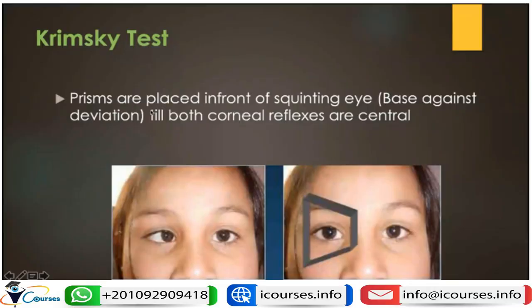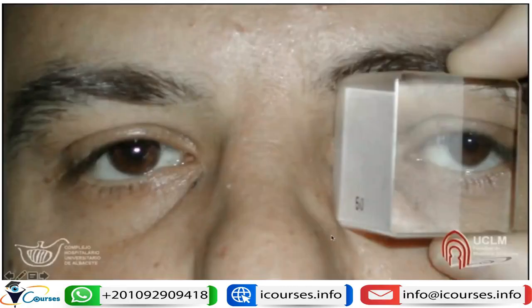So the Krimsky test is, if we have a patient who has a deviated eye, we put a prism in which the base is directed against the deviation. If we put the base against the deviation, like here, the base is out and the eye is turned in, so we increase the prism power until we find that the pupillary light reflex is central in both eyes.